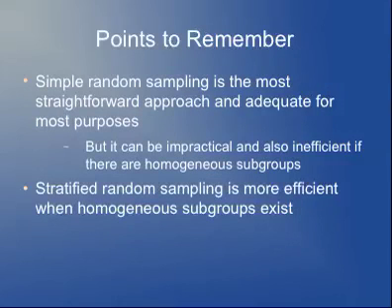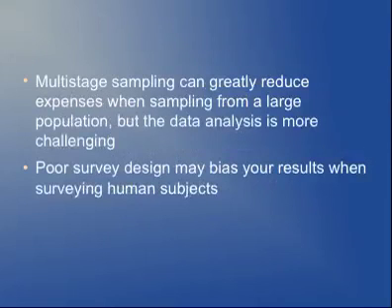So, things to remember for today is that a simple random sample is the most straightforward approach, and it's probably all you'll ever need to worry about in the bench science world. But there are situations in more complex surveys where you wouldn't want to do it. If you're doing a larger sample with homogeneous subgroups, you may want to stratify. And if you're doing something gigantic, then you may want to do something like multi-stage sampling.